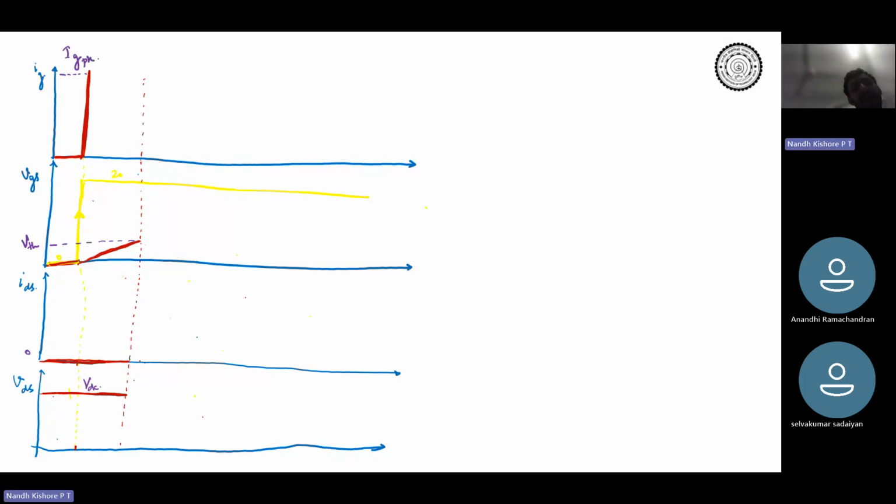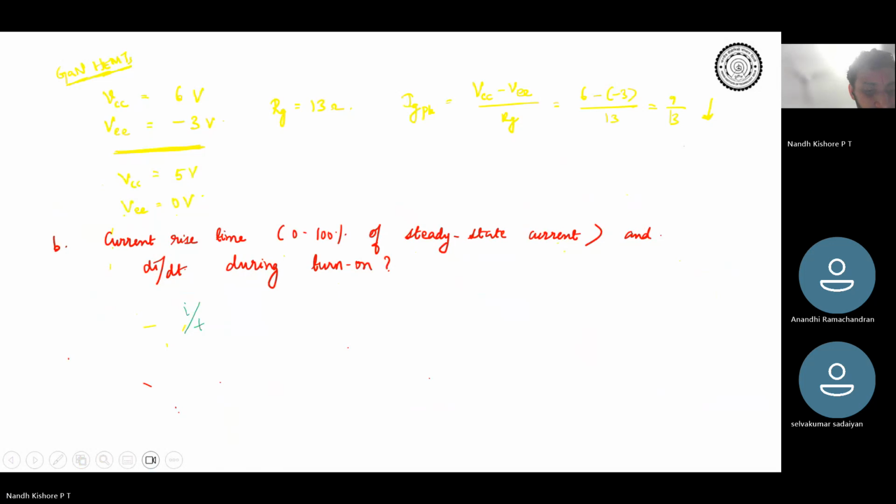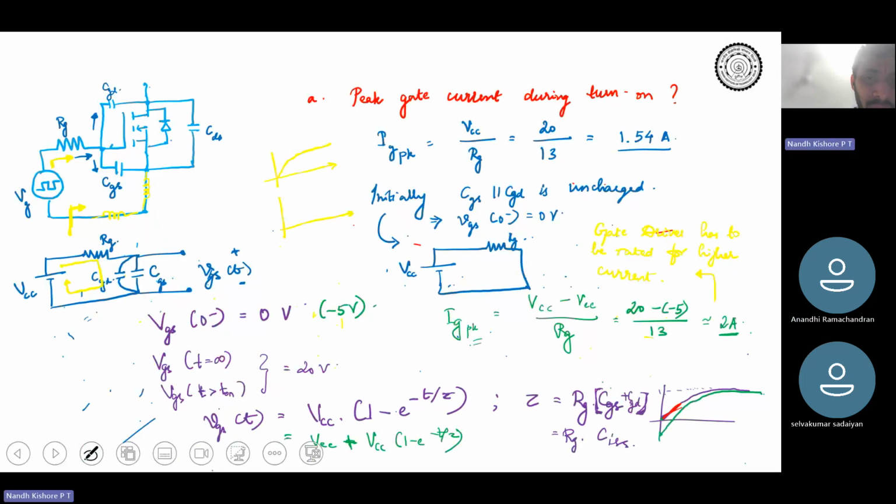Okay, IG peak is simply V by R. And you know that if there is, let's say, a capacitance, it's an RC circuit once again. So as the voltage increases, the current decreases. As your voltage increases like this in an RC circuit, the current would go on decreasing like this.